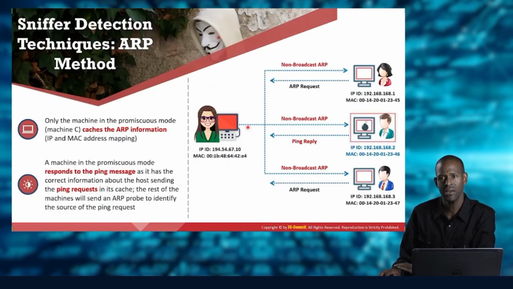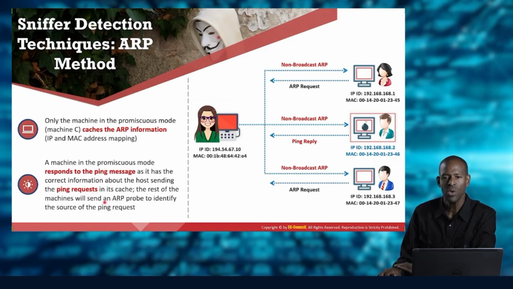There's another technique to detect sniffers. This is the ARP method, and it also relies on some of the characteristics of machines that are running in promiscuous mode. Only the machine running in promiscuous mode caches the ARP information, even though the ARP information is wrong, because a machine in promiscuous mode just doesn't care. So the machine in promiscuous mode actually responds to ping messages. It has the correct information, or at least I think it does, in the ARP cache.